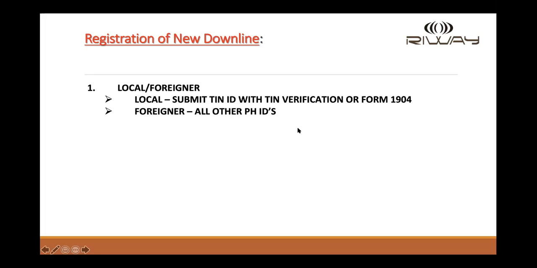For foreigner, any other Philippine ID, provided that when you take a photo of the ID, number one, the ID number must be clear. The picture of the person must be clear. The whole ID must be clear. Then the second thing, upon the registration of the new downline, we talk about tax computation.